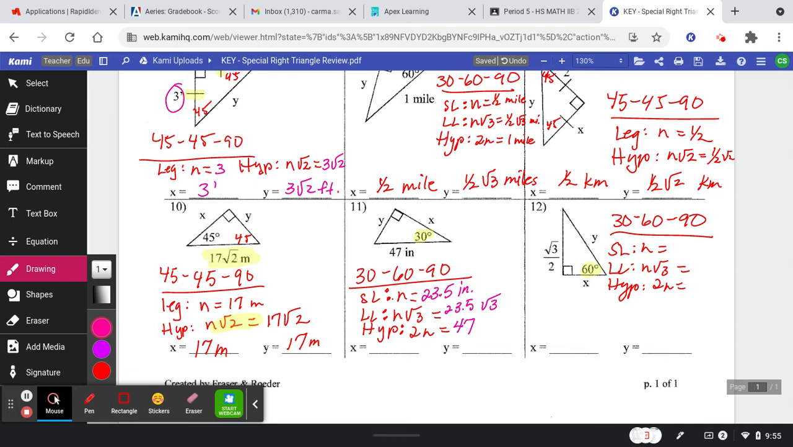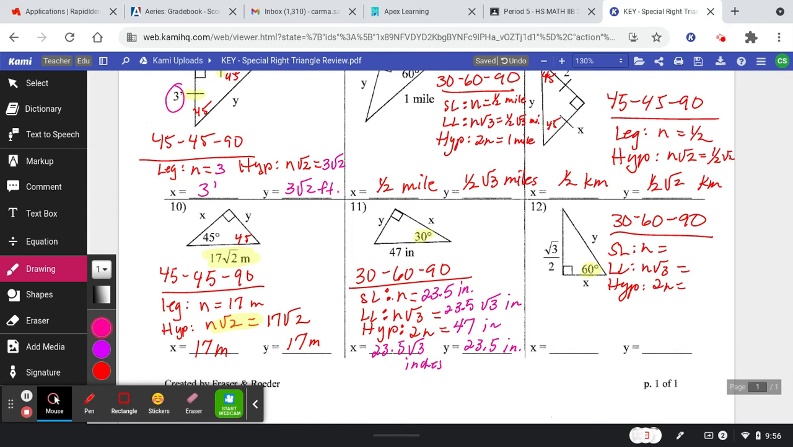How'd you do on that guy? And remember, this is all in inches. So my x, which is my long leg, is going to be 23.5 root 3 inches. And my y, which is my short leg, is just going to be 23.5 inches.